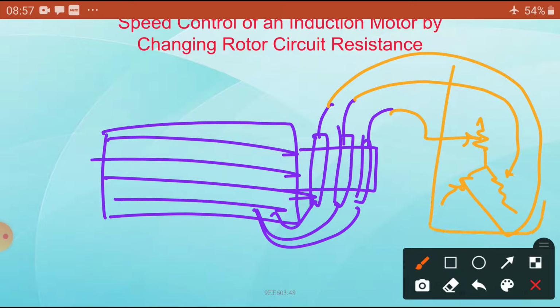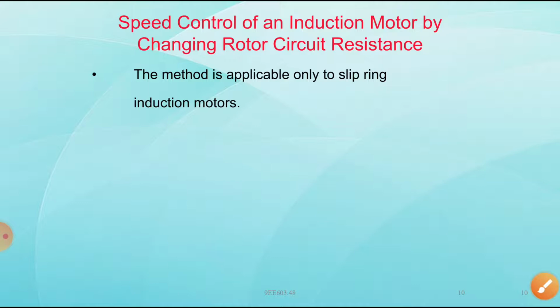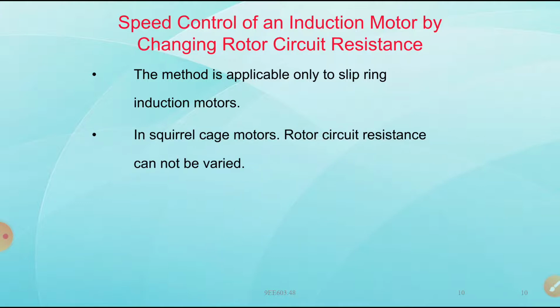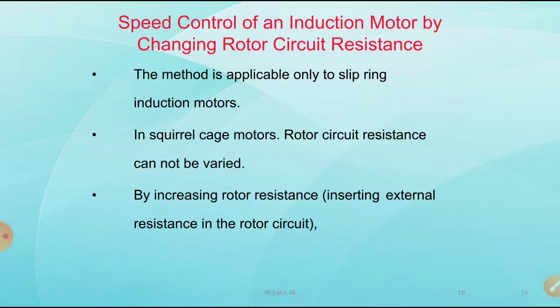In the previous case, we connected an extra source, injecting that voltage into the rotor circuit. In this case, instead of injecting an external source, we connect some resistance in series with the rotor winding. Then how does the speed change? Let us see. The method is applicable only to slip ring induction motors, where it is possible to insert resistance in series with the winding. In squirrel cage motors, rotor circuit resistance cannot be varied, because the bars are inserted and soldered at both ends. By increasing the rotor resistance, the slip increases and the speed decreases.